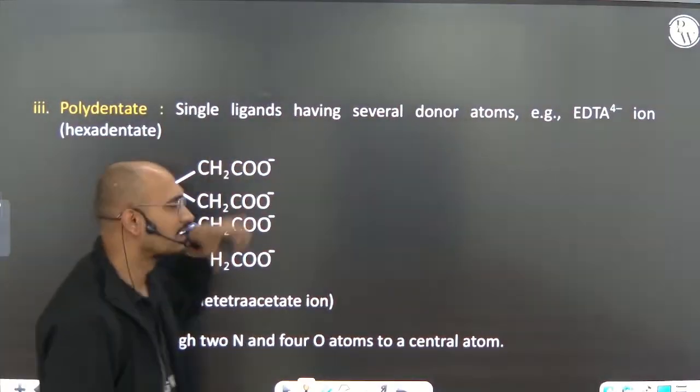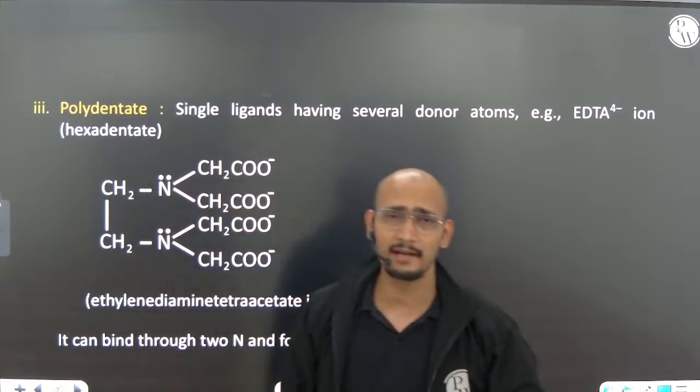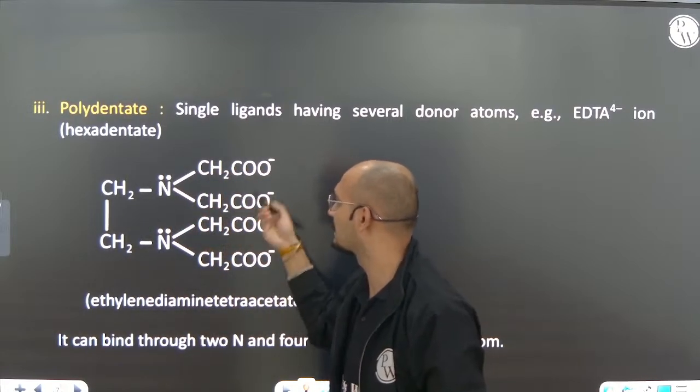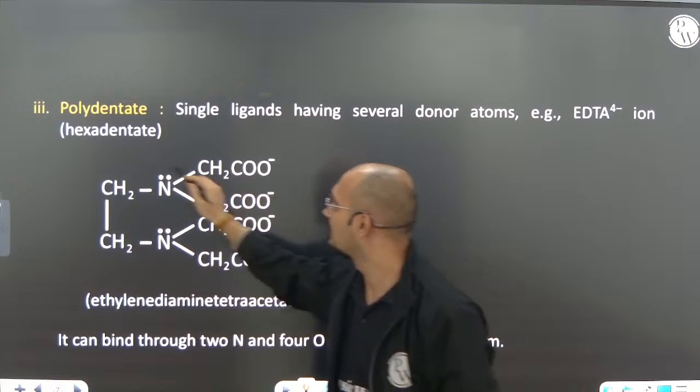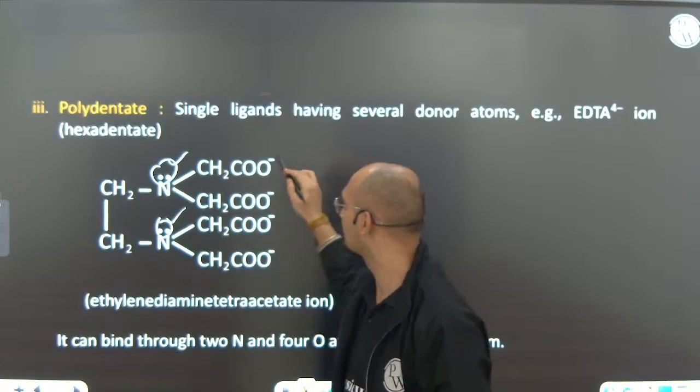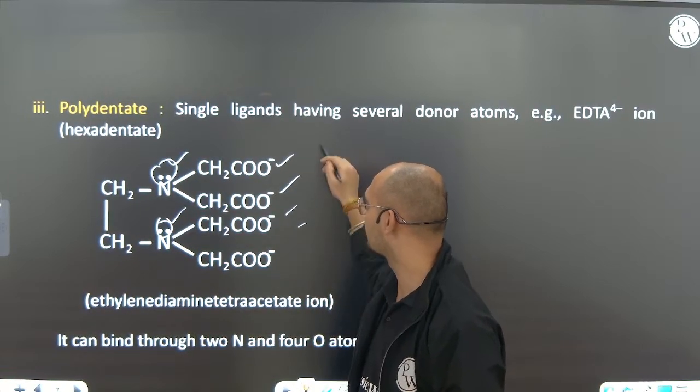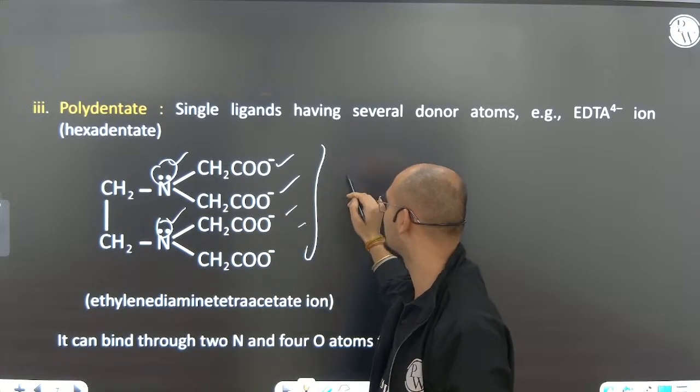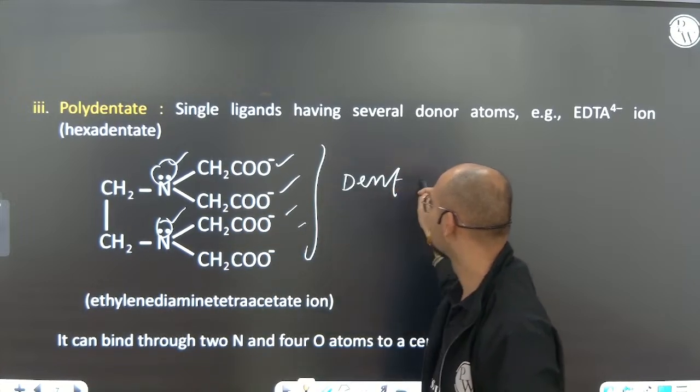Then polydentate, one of the most important being EDTA, ethylene diamine tetraacetate. Can you see that? What is the denticity? One through this nitrogen, one through this nitrogen, and one, one, one, one. Four here, two here. So the denticity is going to be 6.